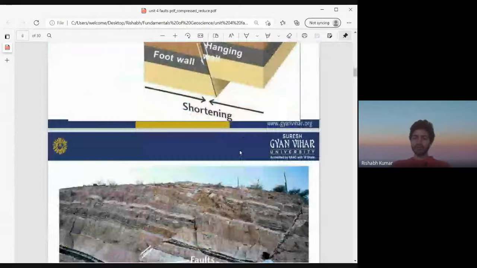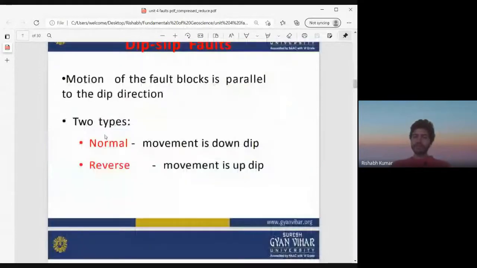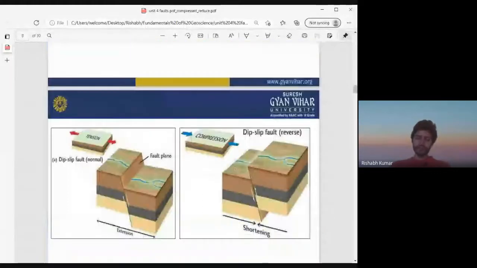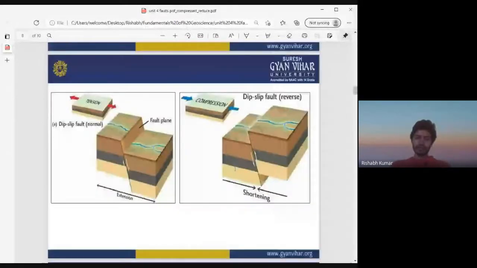So there are two types of dip slip fault. One is normal fault, where movement is down dip. The other is reverse fault, where movement is up dip. When will there be a normal dip slip fault? When the force causing the fault is a tensile force, then a normal dip slip fault will occur, right?